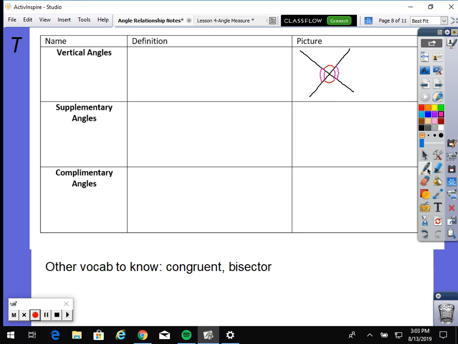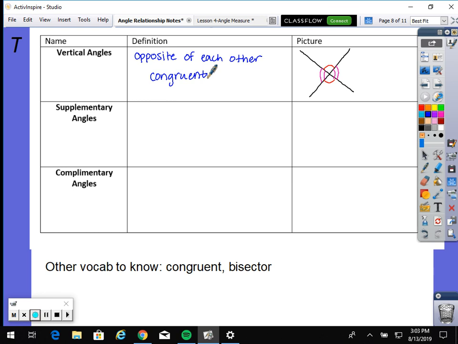So let's write a little definition. Vertical angles, I'm going to say vertical angles are opposite of each other. And I'm also going to say that they are congruent. They are equal in measure. So they are congruent and they're opposite of each other.